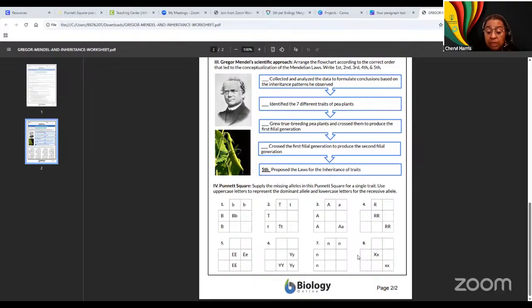And some of the boxes are empty, might have one empty spot. So once you figure out what they had to be, then you can figure out what's missing. But you don't have to do anything else with this other than fill in the boxes.